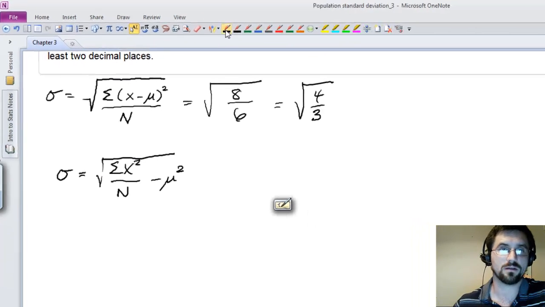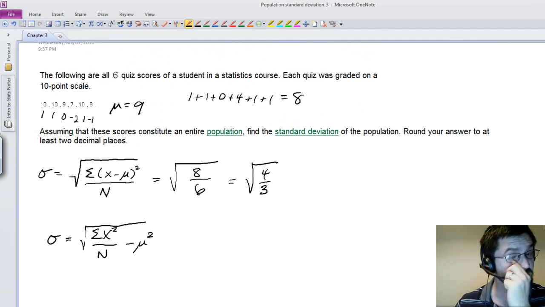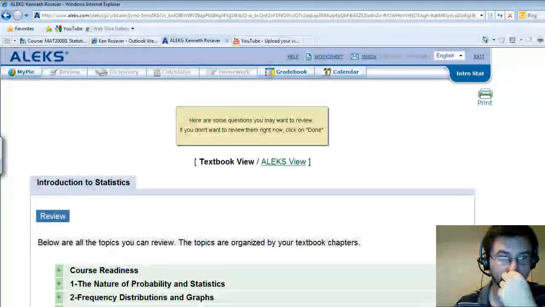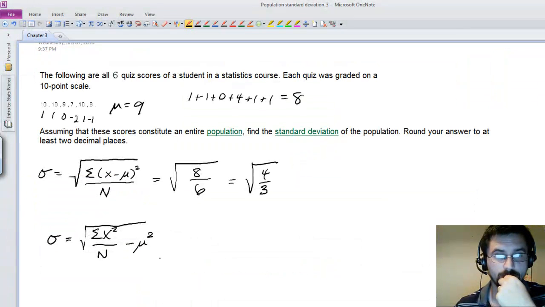So a little different. We're going to do the sum of the x squareds, not the sum of the squares of the differences. Okay, but the sum of the x squared. So this is very easy in Alex. I'll show you on the next problem how easy it is, because this problem is no longer up there. But it's not that hard by hand either.